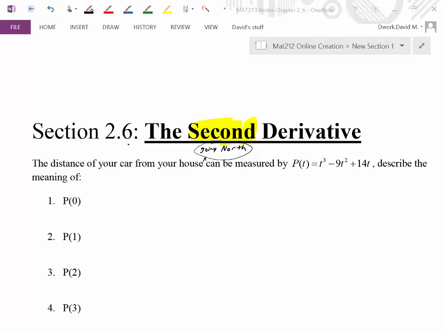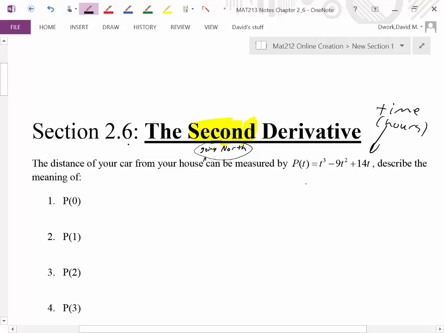your house, and we're going to say going north, just so we give it a direction, can be measured by this function, where t is time measured in hours. And p is distance, so let's think of that as in miles and in the direction of north. So what I want you to do is find these values, interpret these, and then I'm going to go through the meaning in a second, but right now just figure out what each of these things equals.